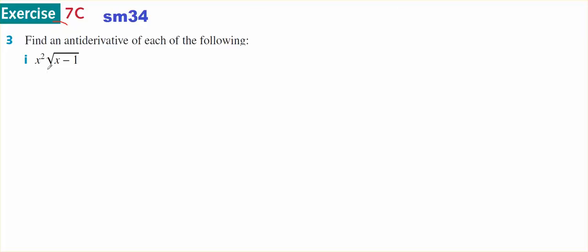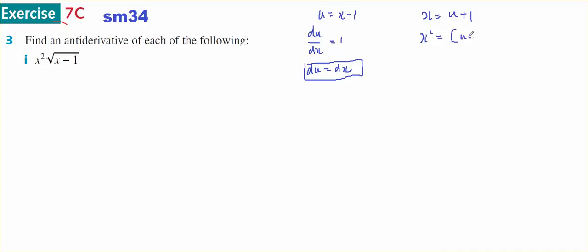So I'm going to use a substitution here. I'm going to make u equal to x minus 1, which means that du/dx equals 1, so du equals dx. And that x equals u plus 1, which means x squared equals (u plus 1) squared. So I'm going to do the integral of (u plus 1) squared times square root u du.